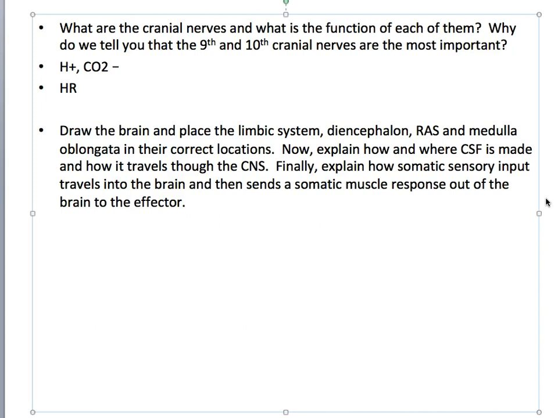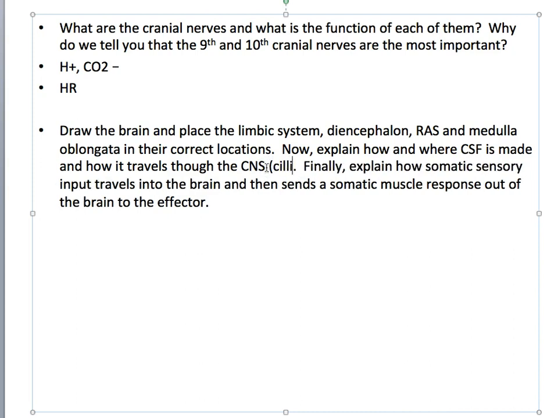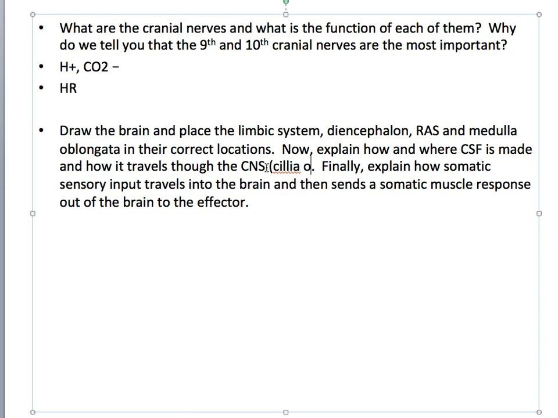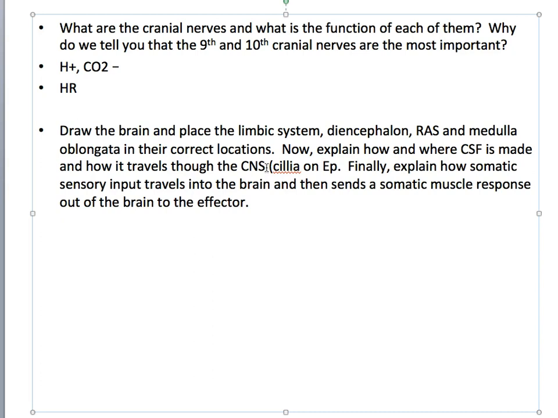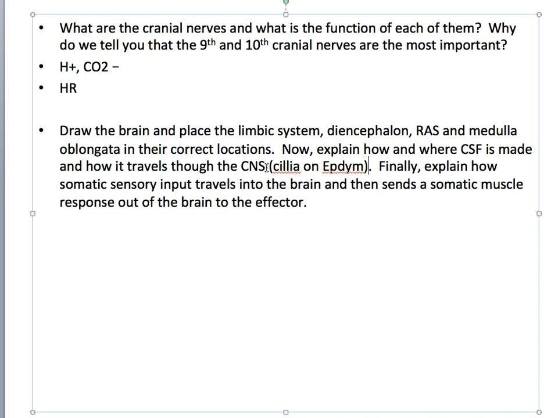It's the cilia that actually allow how it travels through the central nervous system. So in here, I will simply type in cilia on ependymal cells. Ependymal cells.